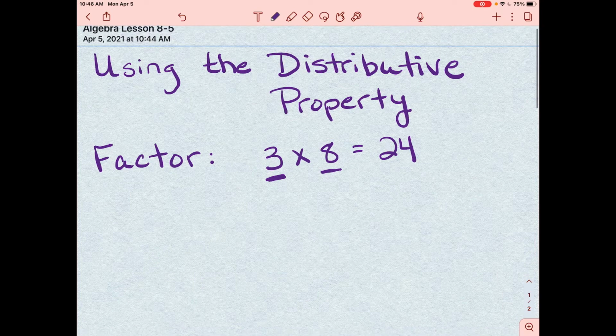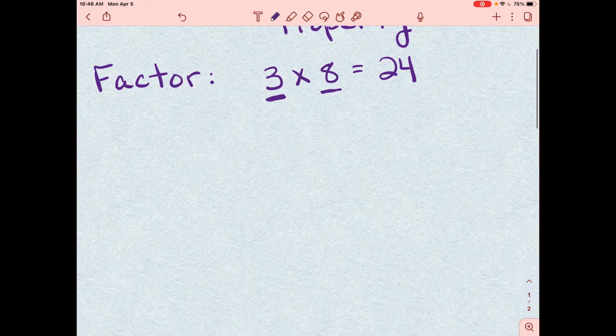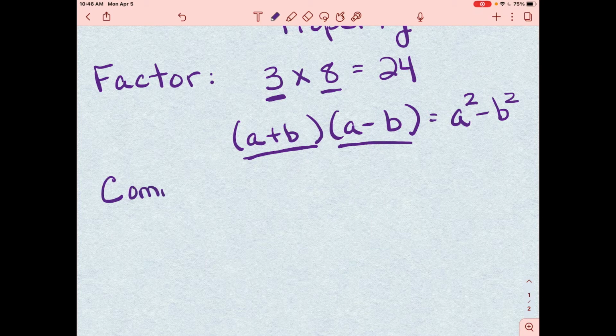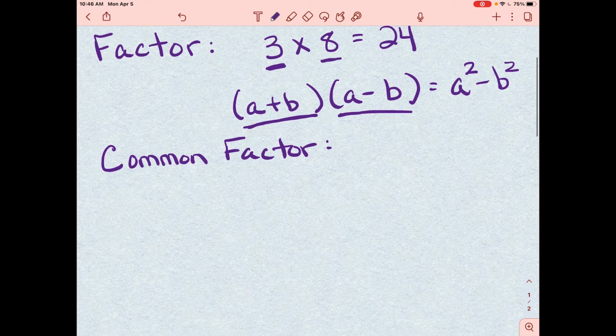If I were to multiply something like a plus b times a minus b, equals, if you remember, a squared minus b squared. A plus b is a factor and a minus b is a factor. So we're looking for things that multiply together to make other things. And when we look for common factors, we're looking for things that are common to two different numbers.